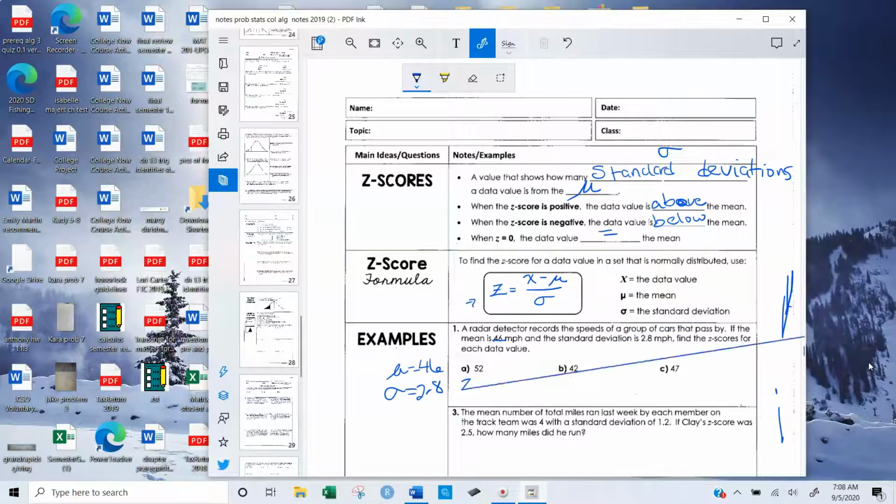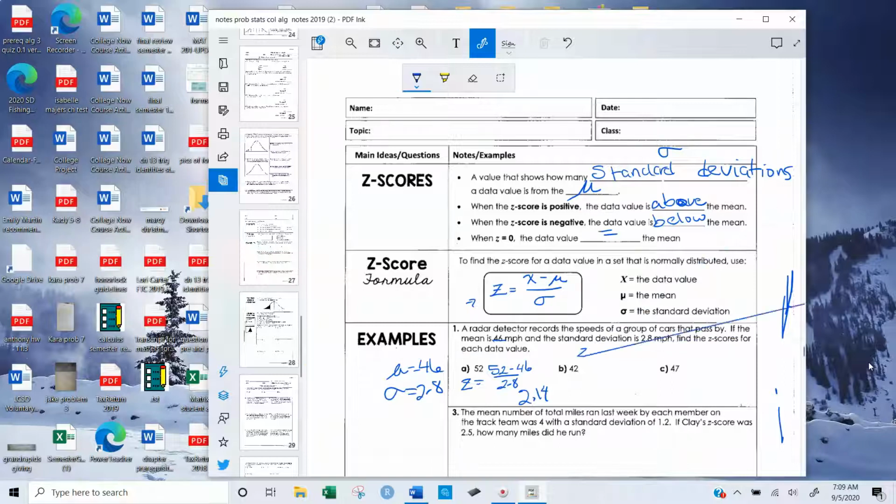So my z-score is equal to 52, my speed, minus the average speed, divided by 2.8. And when you get that, you should get 2.14. That means you are 2 standard deviations above the mean, so you're going very fast. Okay, pause and try yours.